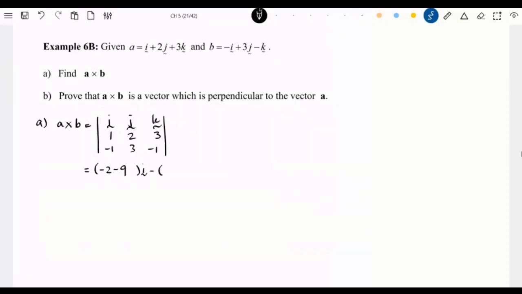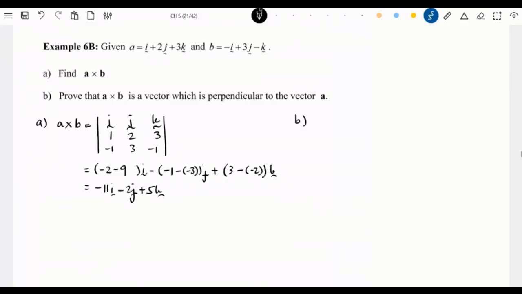Okay, untuk J, tengah-tengah ni minus. Tolak apa? Untuk negative J, 1 times negative 1, negative 3 minus, negative 1 minus 3. Minus 3 or negative 3? Negative 3. Good. Okay. And then for the K, K dapat apa? 3 minus negative 2. Alright. So that one will be for the K. So yang tinggal negative 11I, and then we have minus 2J plus 5K. Okay. So we done for A cross B.